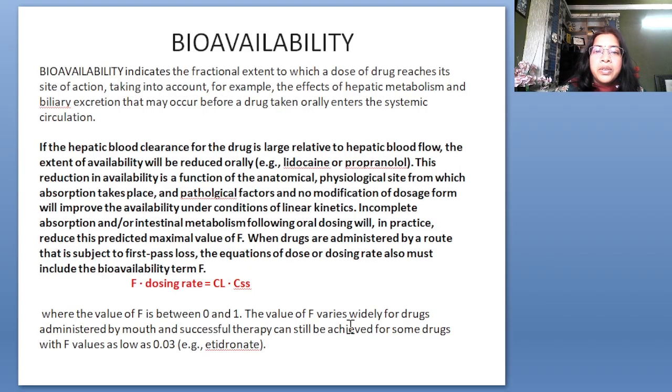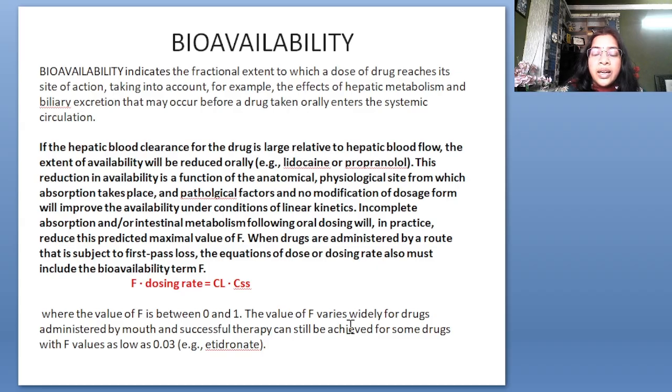Now, what is bioavailability? Bioavailability indicates the fractional extent to which a dose of drug reaches its site of action, taking into account, for example, the effects of hepatic metabolism and biliary excretion that may occur before a drug taken orally enters the systemic circulation.